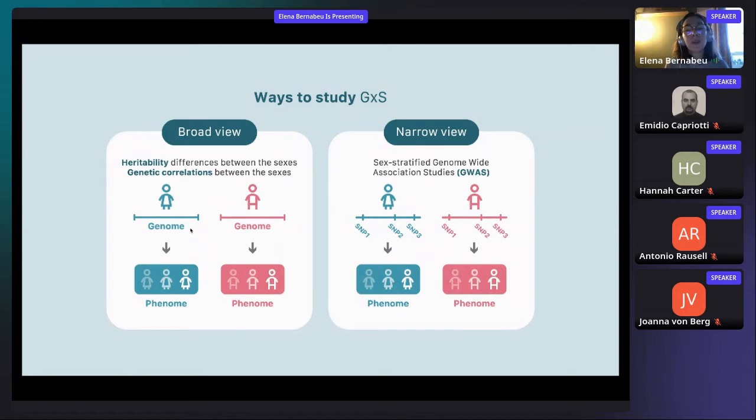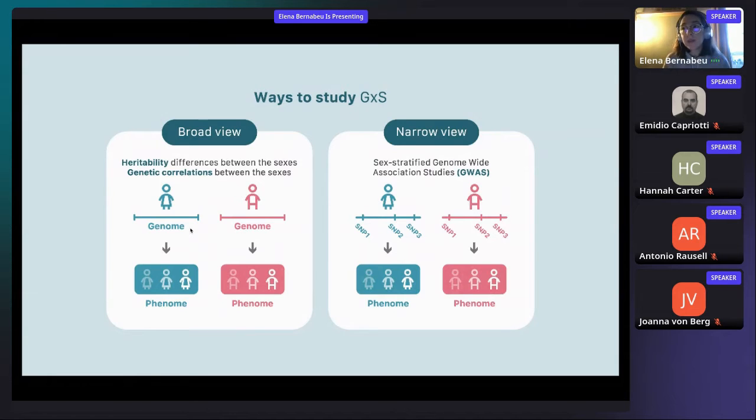Moving on to the narrow view methods, I think in computational biology, this is probably the most popular way of studying, or what is most commonly known, and that is genome-wide association studies. Now, in contrast to the broad view methods, genome-wide association studies allow us to dissect the genome bit by bit and ask how each individual genetic variant is associated to the phenotype. So if we were to then perform sex-stratified genome-wide association studies, we would then be able to estimate how each individual genetic variant is associated to the phenotype in males and females separately, and then ask, are these associations significantly different based on our sex?